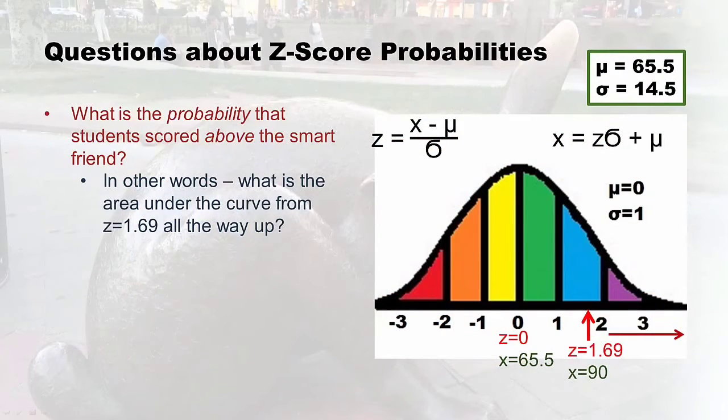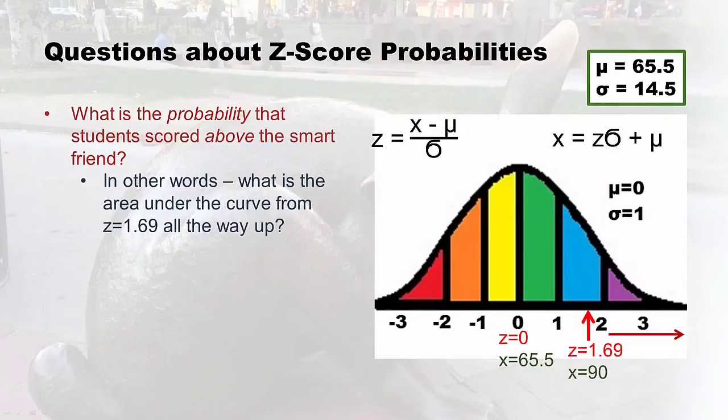Okay, so now let's ask this question. Let's say, what is the probability that students scored above the smart friend? Now we could also ask for below, but I'm just choosing to ask for above this time. So in other words, what is the area under the curve from z equals 1.69 all the way up? So see, like a little ways through that blue wedge, we wish we knew the area for everything up from 1.69z through the purple area through the little black thing at the top. We wish we knew that area.